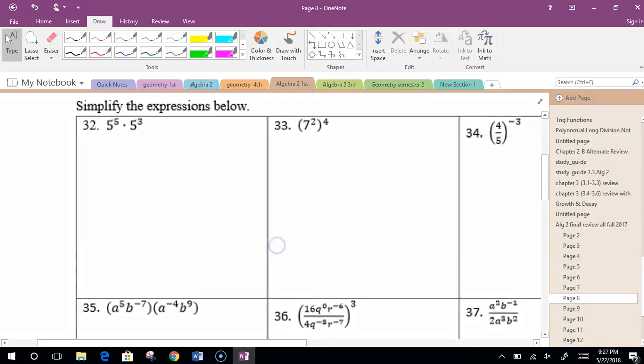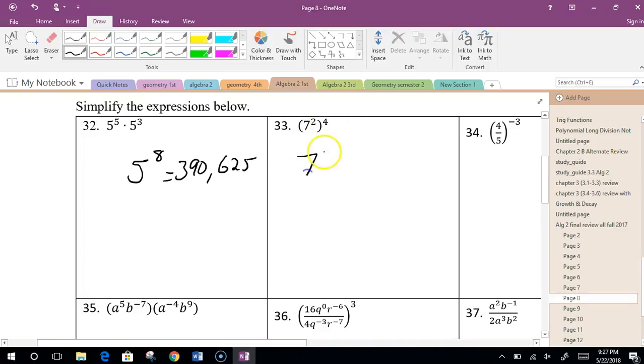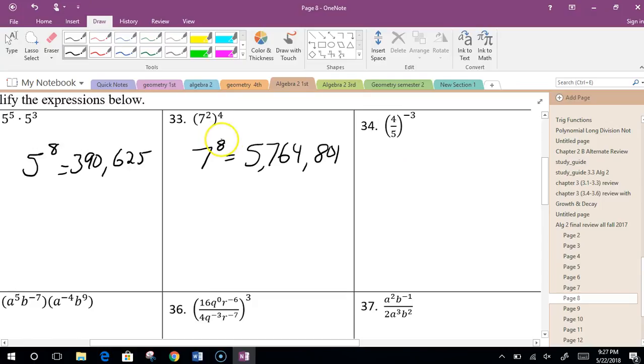This is your exponent properties, so remember, similar bases, different exponents, you're going to add the exponents, so this would be 5 to the 8th power. If you had to calculate that all the way out, we would be looking at 390,625. Single base to a double exponent, we would multiply, so this would be 7 to the 8th power, otherwise known as 5,764,801. Again, these answers would be perfectly acceptable.